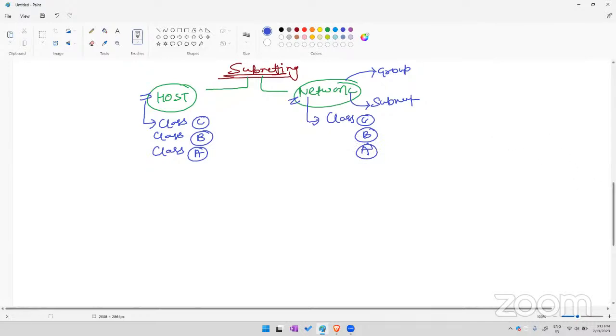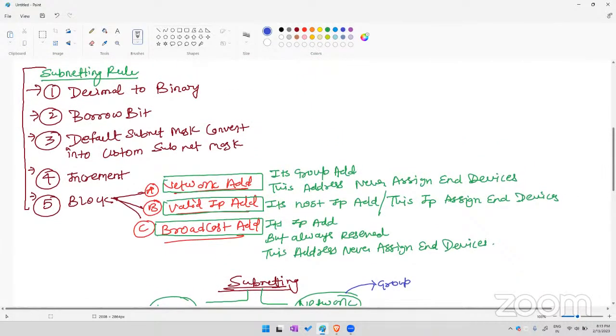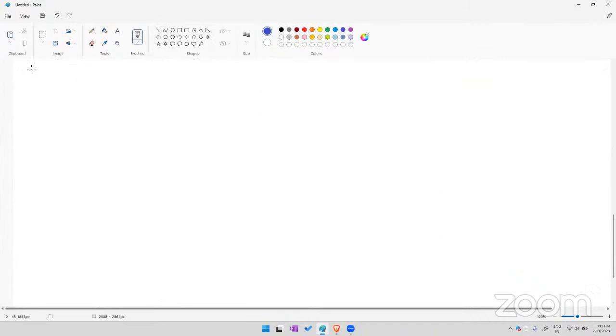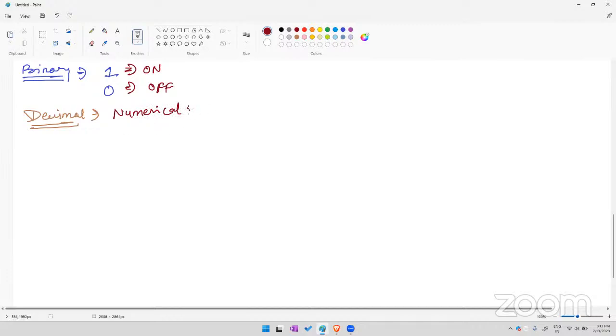Now, before doing subnetting, we need to learn decimal to binary. One thing must be clear: whenever we perform a binary task, in binary we are getting only one option, 1 or 0. 1 means bit is on, and 0 means bit is off. Decimal means a numerical address, numerical values, between 0 to 9 or combination values.